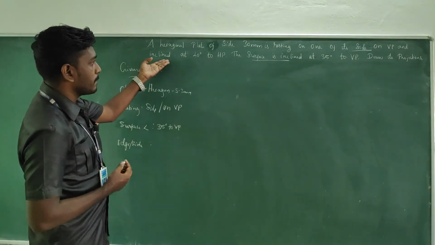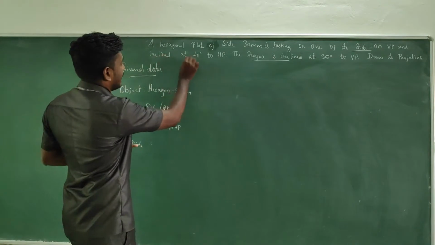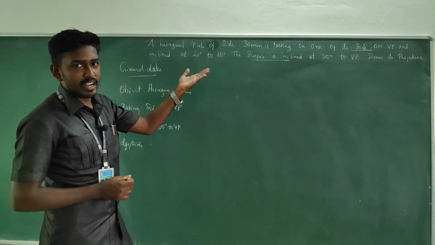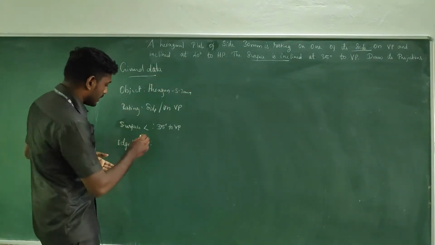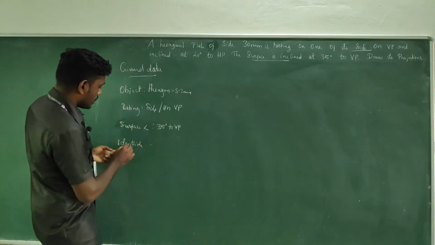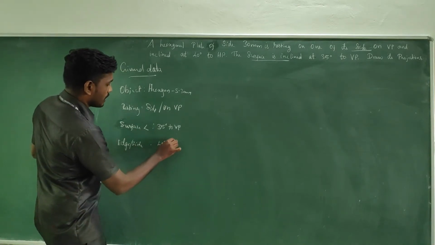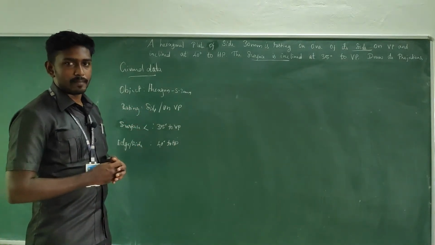Here it is given, one of its sides on VP and inclined at 40 degree to HP. That means the side which is resting is inclined to HP at 40 degree. So the side or edge is inclined at 40 degree to HP. These are the data we can extract from the question.